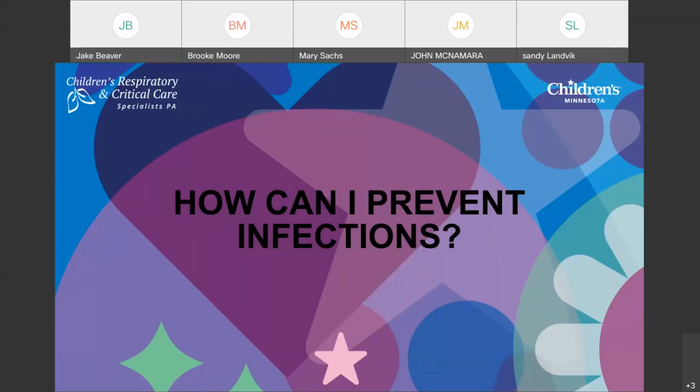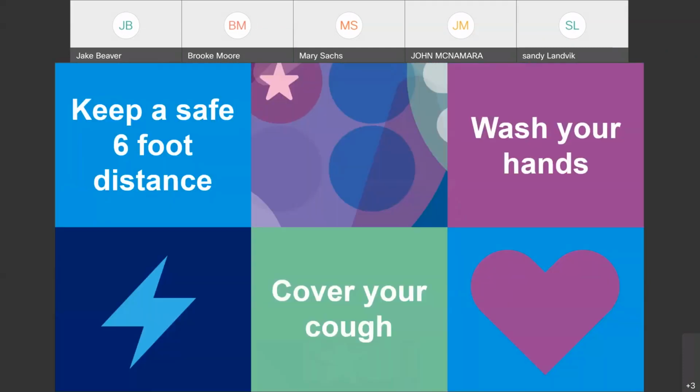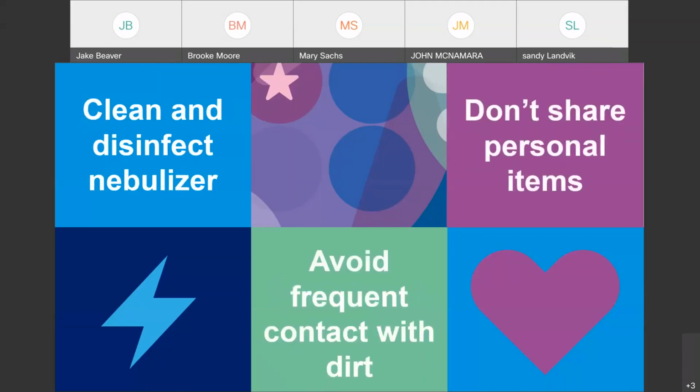So how can you prevent infections? As I was going through the slides about the different bacteria that we treat, most of those bacteria are ubiquitous in the environment, and so we can't live in a bubble. There are some things that you can do, however, to decrease your risk of infection. When you're around others, particularly at CF events, where they may have organisms that may be harmful, make sure to keep a safe 6-foot distance apart, wash your hands, cover your cough, clean and disinfect your nebulizer.